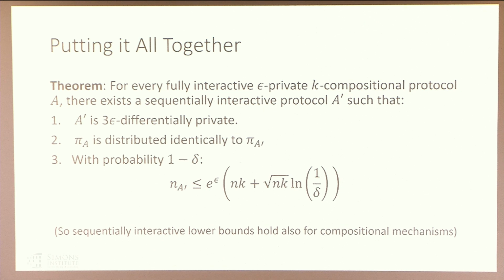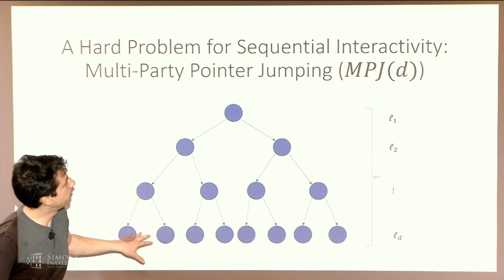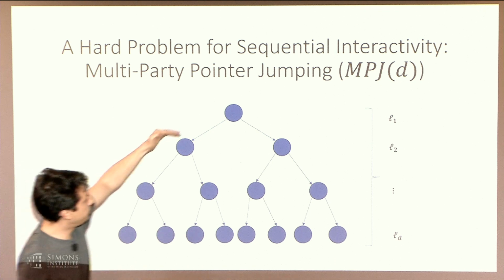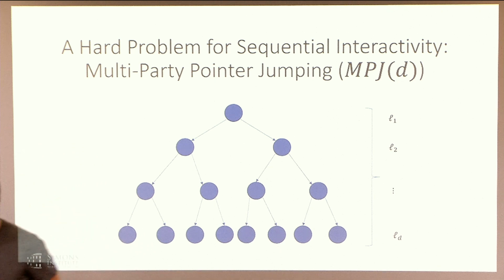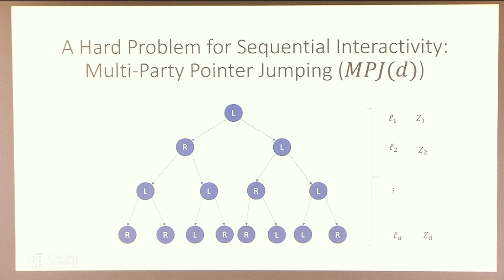And this is tight. I only have 8 minutes, but let me try to show you the problem that is hard for sequentially interactive mechanisms, but is easy for K compositional fully interactive mechanisms. Okay, and it's a variant of a pointer jumping problem. So imagine a tree. Okay, there are levels of this tree. I know it looks like D is 4, but trust me, it's D levels. And imagine that at each level, the vertices are labeled with a bit called left or right.